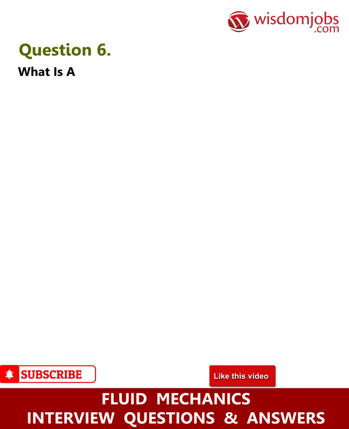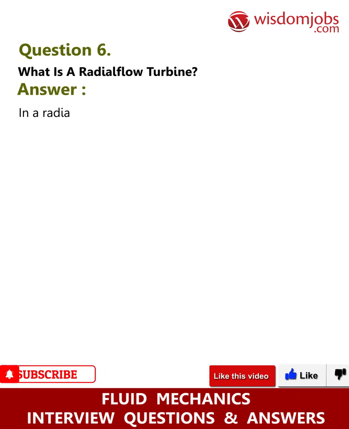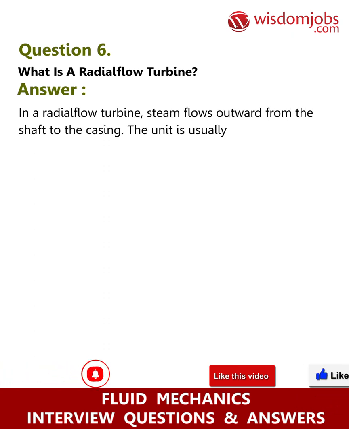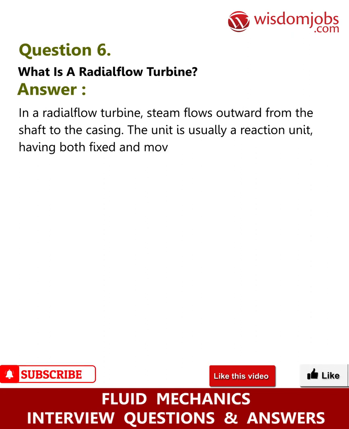Question 6. What is a radial flow turbine? Answer. In a radial flow turbine, steam flows outward from the shaft to the casing. The unit is usually a reaction unit having both fixed and moving blades.